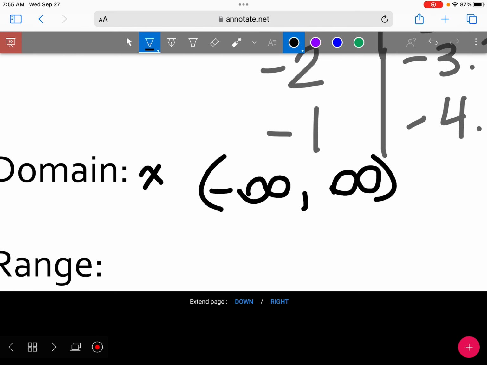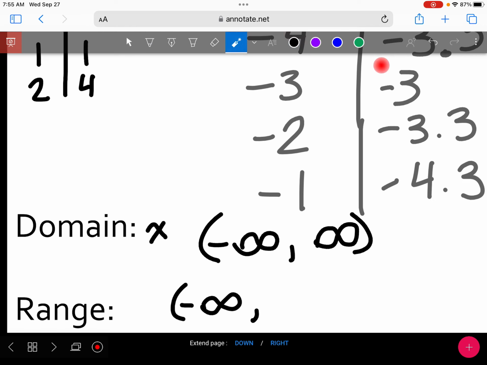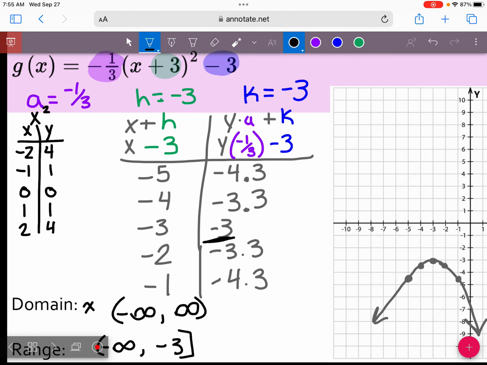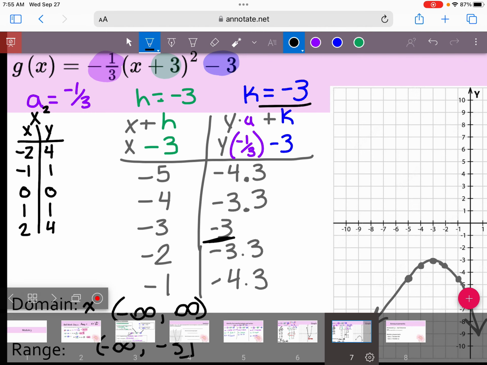How about our range? What's our range here? Negative infinity to, what's the highest it goes? To -3. It's always going to involve my k value in some way, shape, or form. Every single time, my range is always going to include my k for parabolas. Okay? Questions on that?